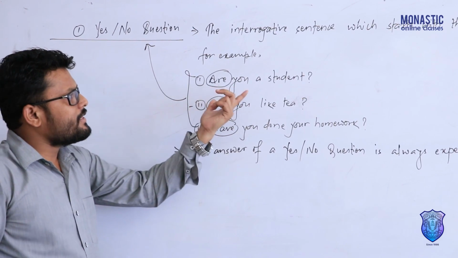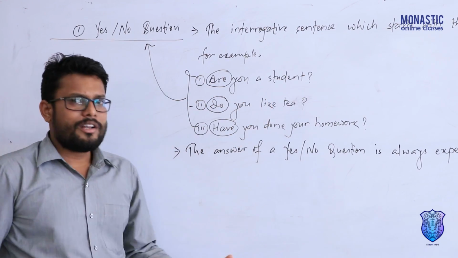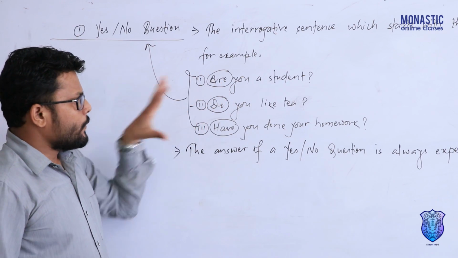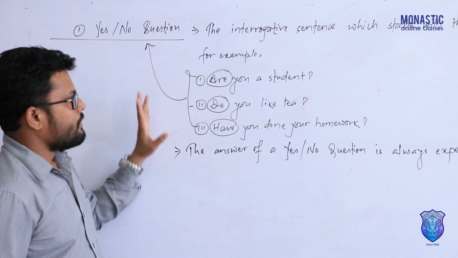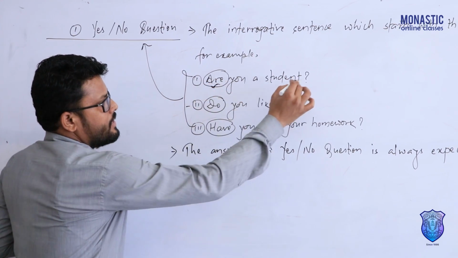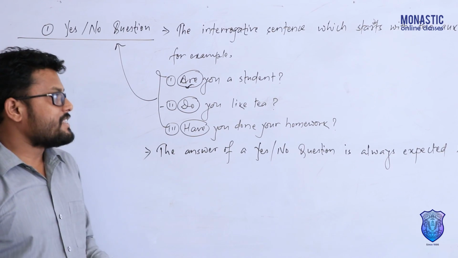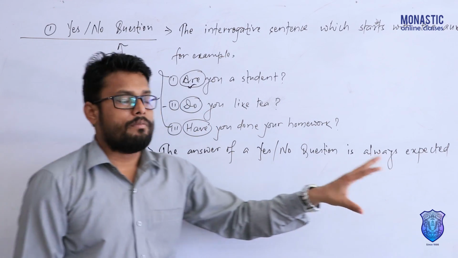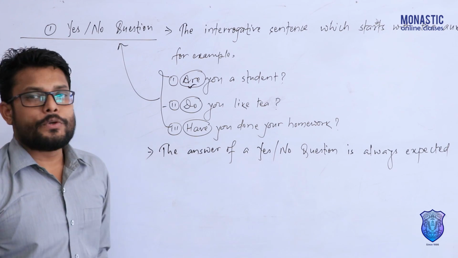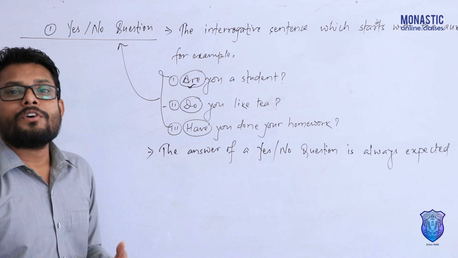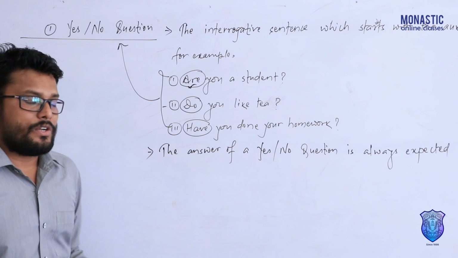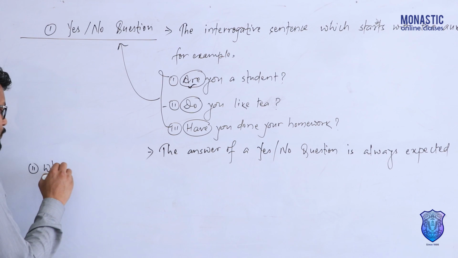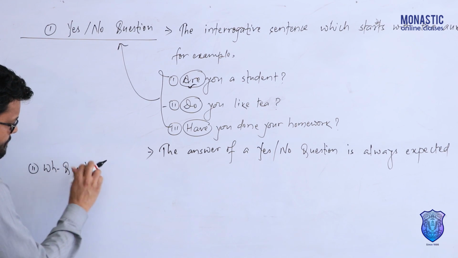For example, if the question is, are you a student? If you are a student, you can say yes. If you are not a student, then you can say no, I'm not. So we can find two basic features of a yes/no question. First, it starts with an auxiliary verb and ends with the sign of interrogation, and second, we get the answer either in yes or no form. This is the way you can recognize, understand, form, and use yes/no questions on your own.